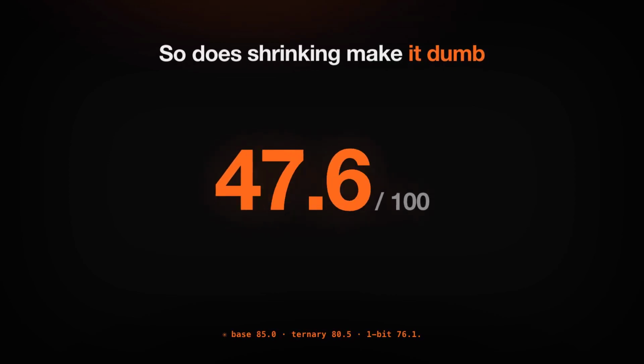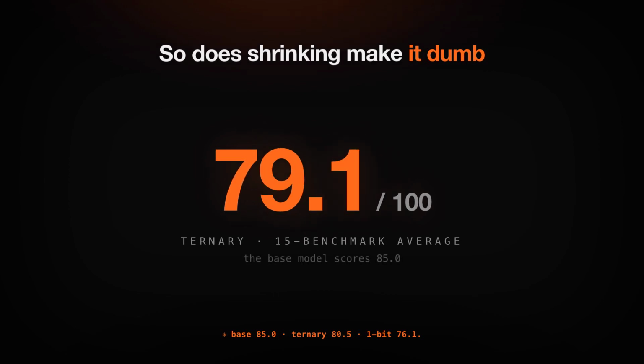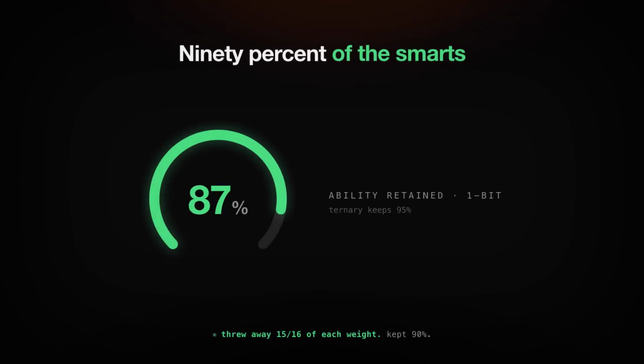Okay, but does shrinking it make it dumb? Here's the honest scoreboard. Across 15 benchmarks, the full precision base scores 85. Ternary Bonsai scores 80.5. 1-bit lands at 76.1. As percentages, that's ternary keeping 95% of the original's ability and 1-bit keeping 90. You threw away roughly 15/16 of every weight and kept 90% of the smarts. Sit with that for a second.